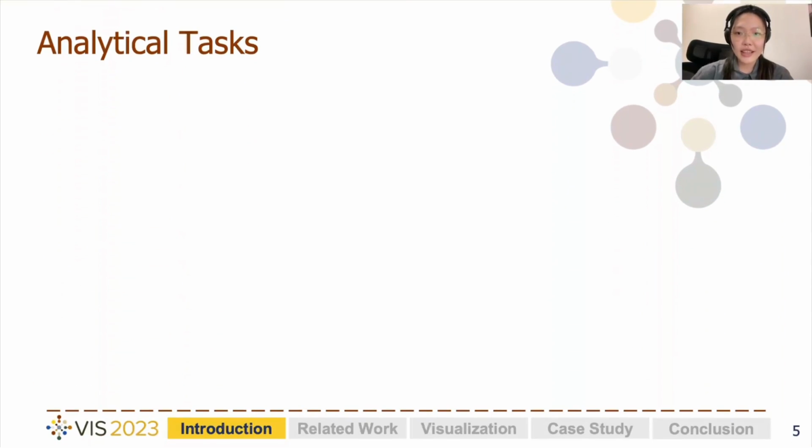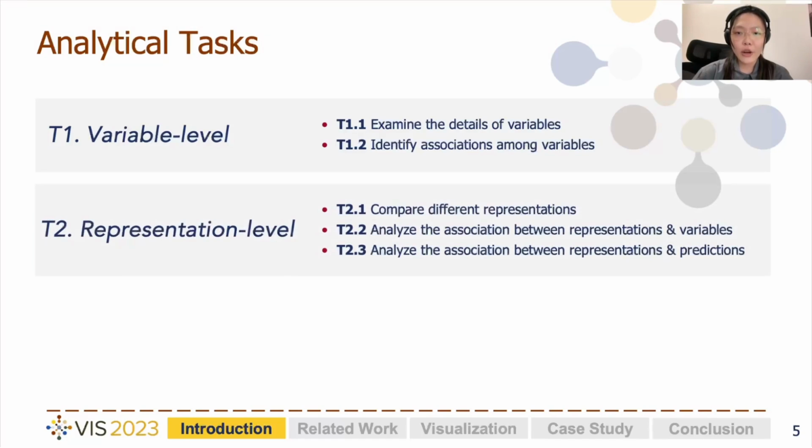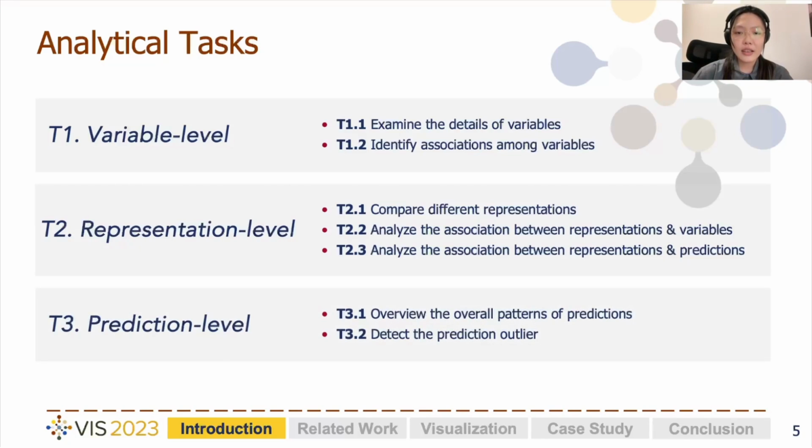We summarized a set of analytical tasks and categorized them into three data levels. First, for variable level exploration, we would like to examine the details of variables and identify associations among variables. Second, for representation level, we would like to compare different representations and analyze the association among representations, variables, and predictions. Last, for prediction level exploration, we would like to overview the overall patterns of predictions and detect prediction outliers.